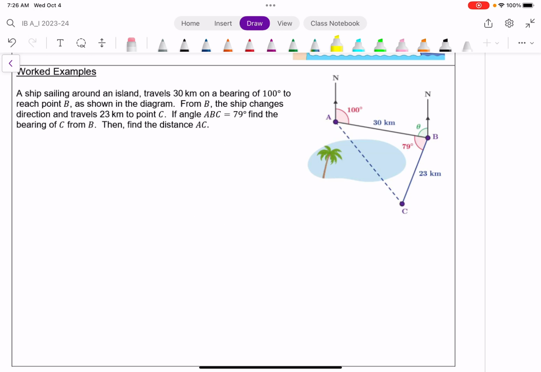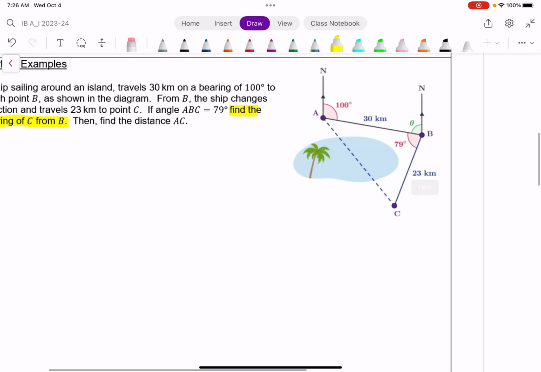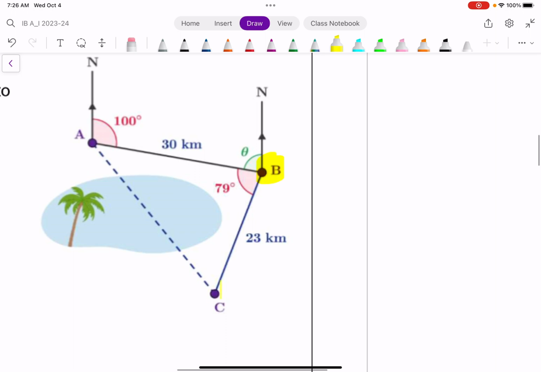But the first thing I ask for is to find the bearing of C from B. So what does that mean? If we look at the diagram, here's point B and here's point C. So the bearing from B to C is from the north of B, in this direction. It's that angle right there.